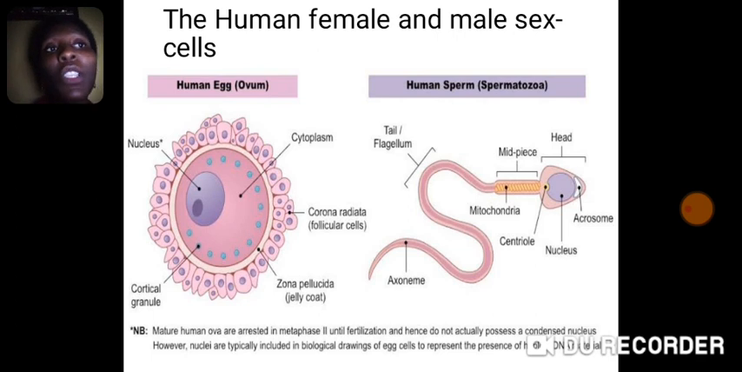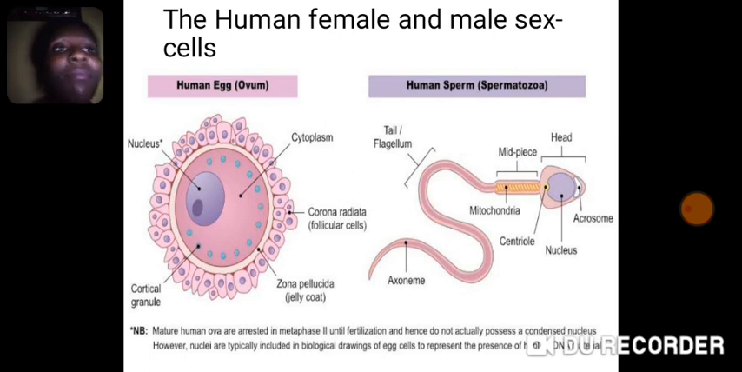And then for the human sperm, we have 3 major parts: the head, the midpiece, and the flagellum or the tail. The head comprises the acrosome, the nucleus, and the centriole. The midpiece comprises the mitochondria, while the tail comprises the flagellum. The axoneme are structures found within the flagellum that aid its motility.